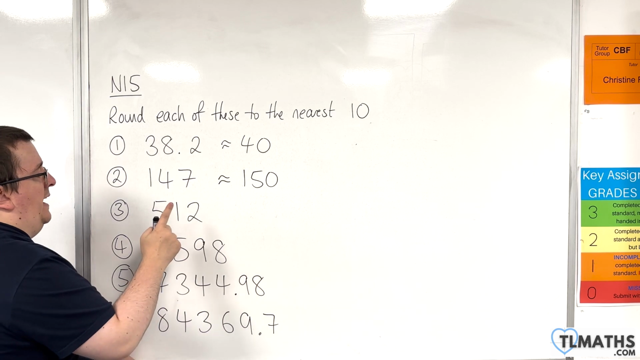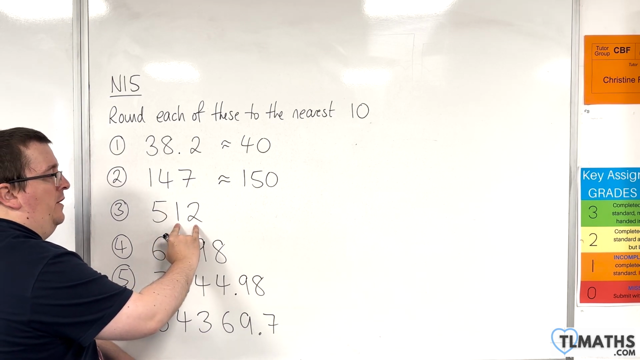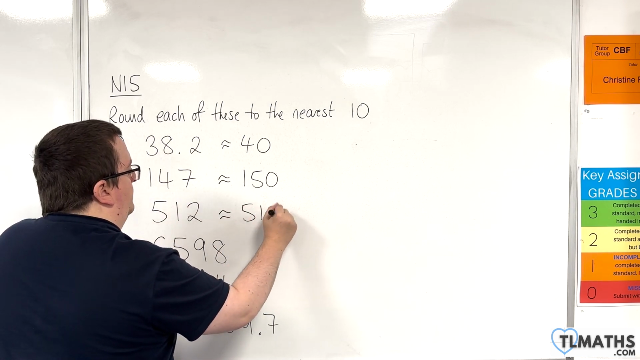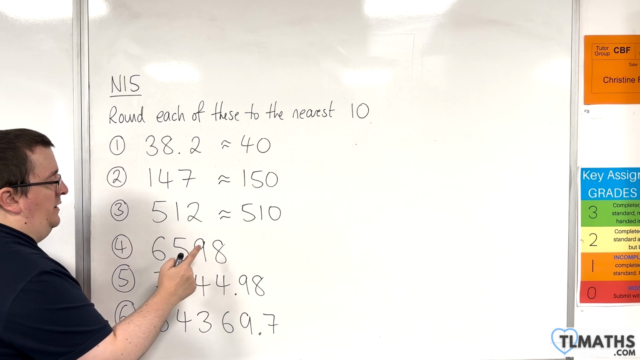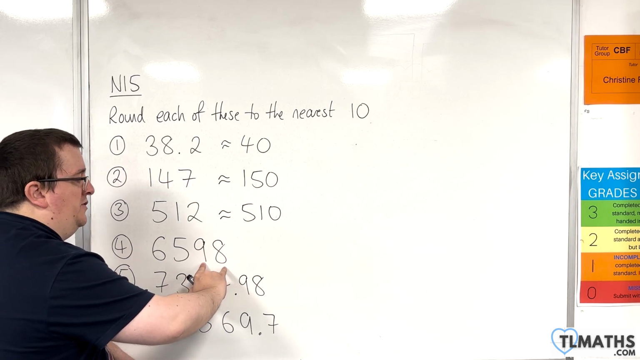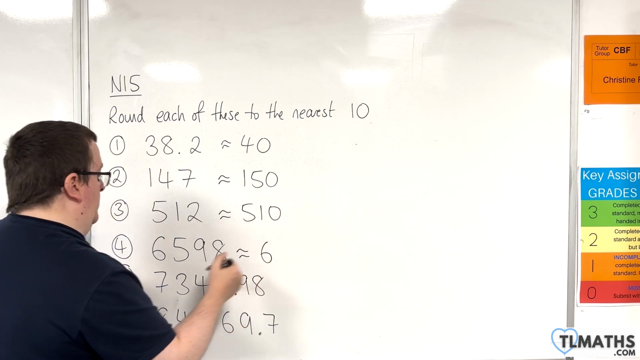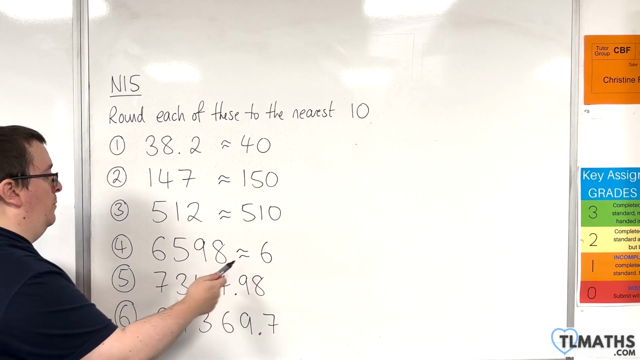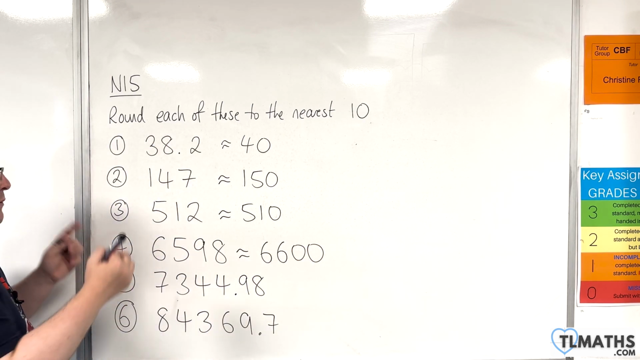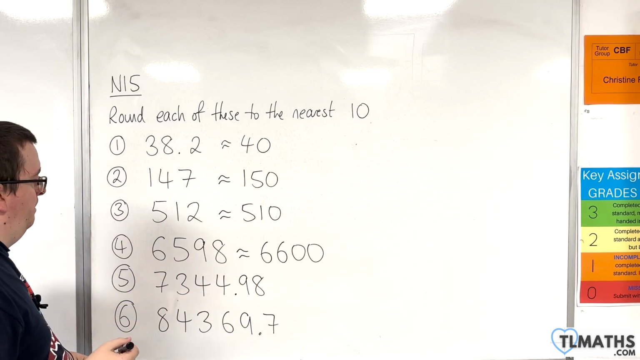So find the tens column. The number to the right is less than 5, so you round it down to 510. You find the tens column. It's 5 or more to the right, so you round this up to 6,000. What would we have? 600. Because it would be 6,590 or 6,600, wouldn't it?